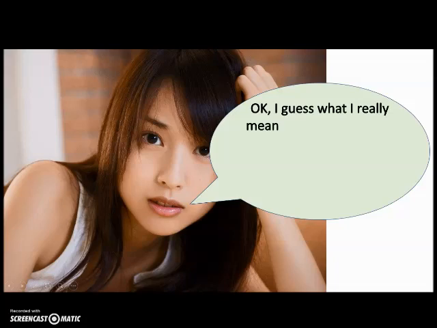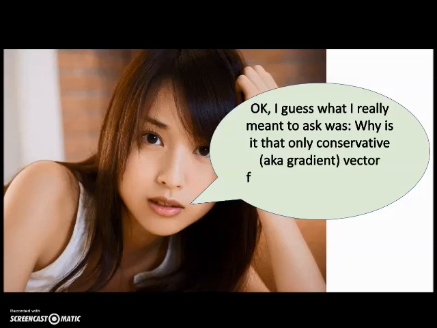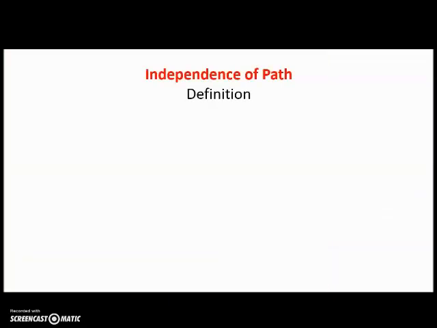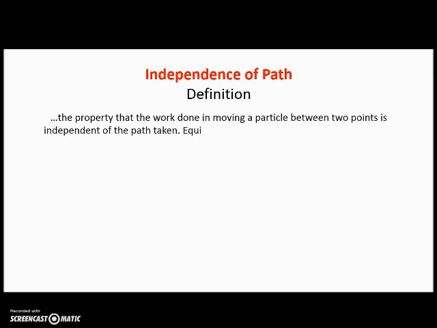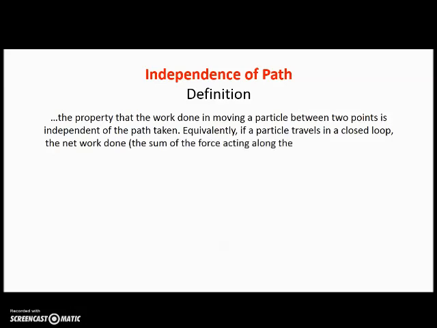I guess what I really meant to ask was, why is it that only conservative, aka gradient, vector fields are independent of path? Well, independence of path, the definition, just to review for those of you who are watching, is the property that the work done in moving a particle between 2 points is independent of the path taken. Equivalently, if a particle travels in a closed loop, the net work done, the sum of the force acting along the path multiplied by the displacement, by a conservative force is 0.